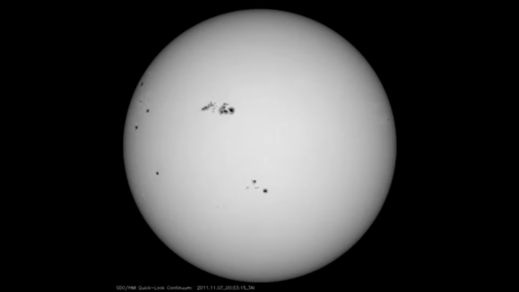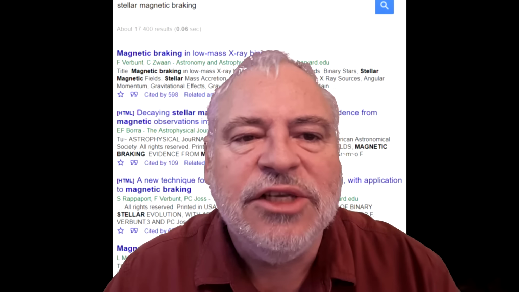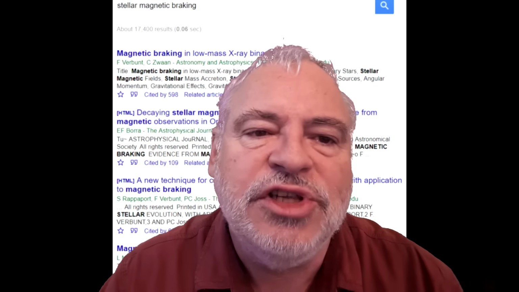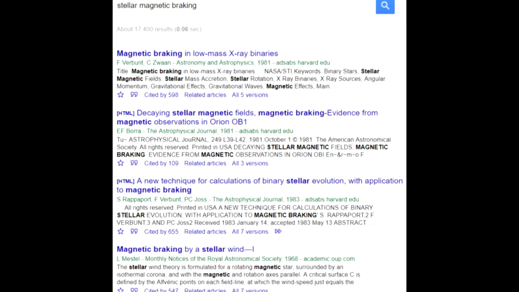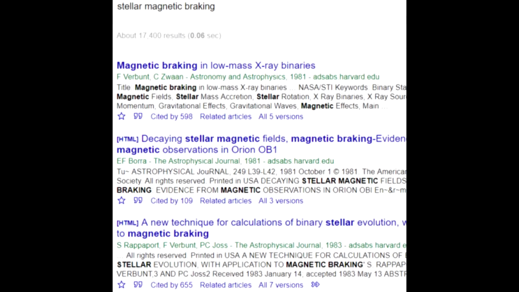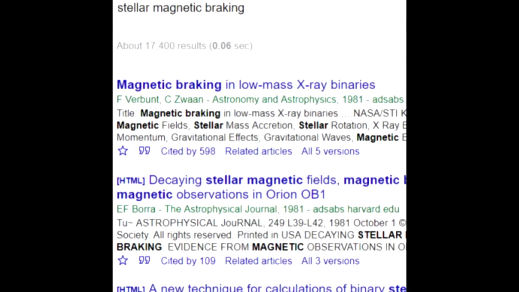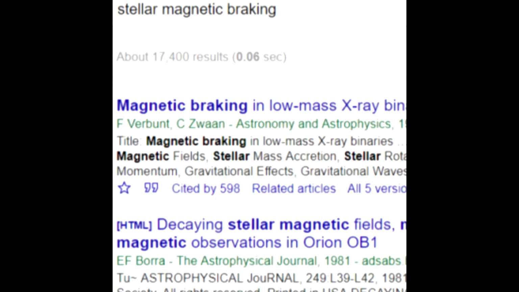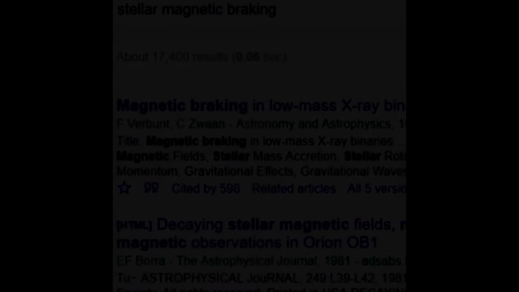Consequently, our Sun's exceptionally slow rotation is completely at odds with the laws of angular momentum. This obvious inconsistency has not escaped the notice of stellar physicists who, in order to give some kind of rationale for this observation, have inadvertently hammered a round peg into a square hole by coming up with an explanation referred to as stellar magnetic braking.